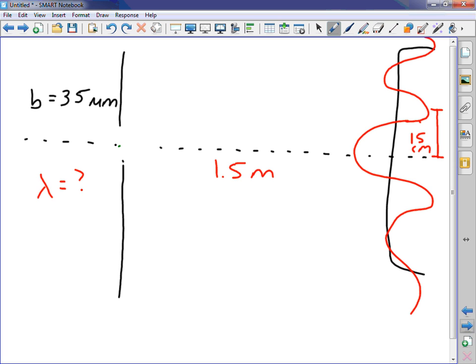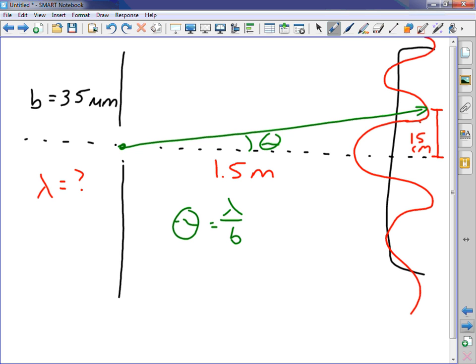Well, here's theta, as we just discussed. Forget that little in-between triangle, right? That was just part of the proof. There's theta. Now, our base equation is theta equals lambda over b. I'm looking for lambda. I know what b is. I don't know what theta is. How can I get theta?